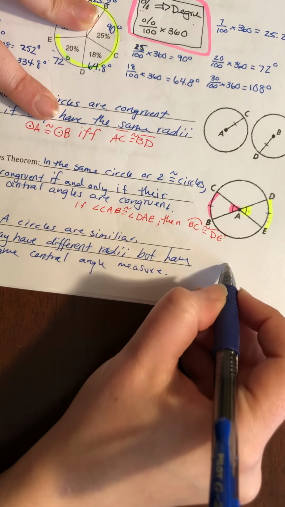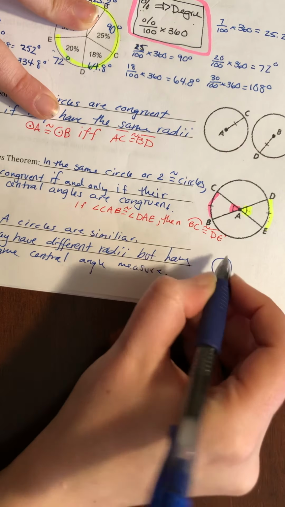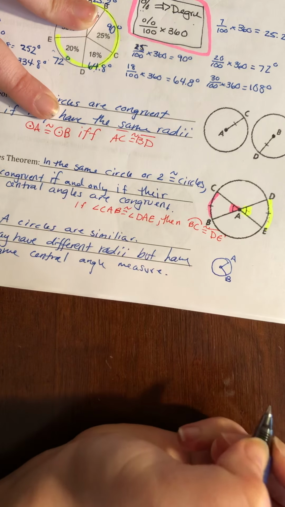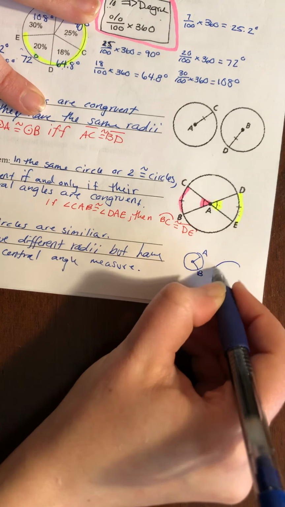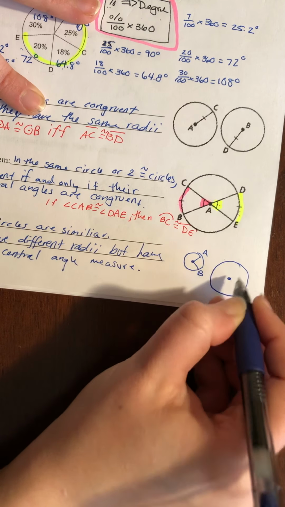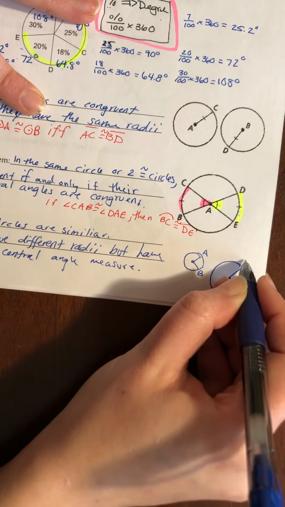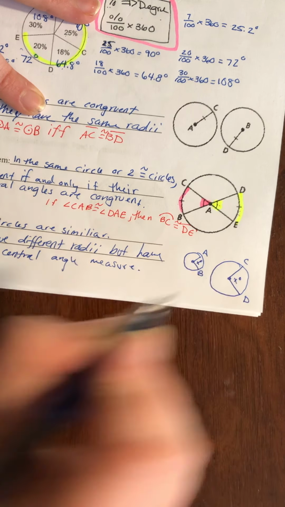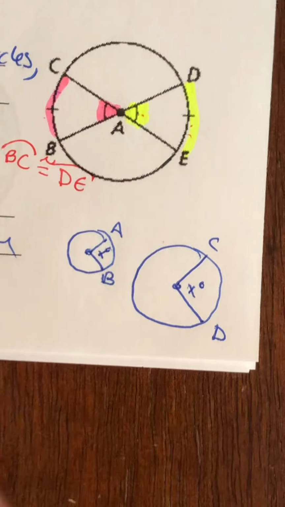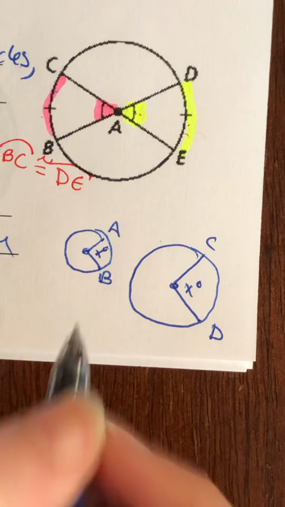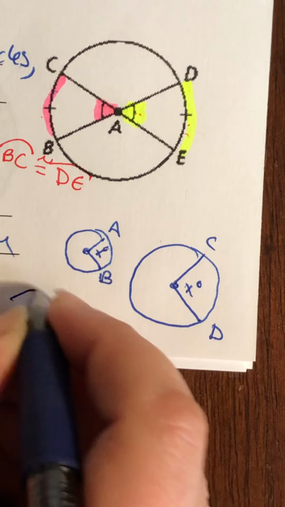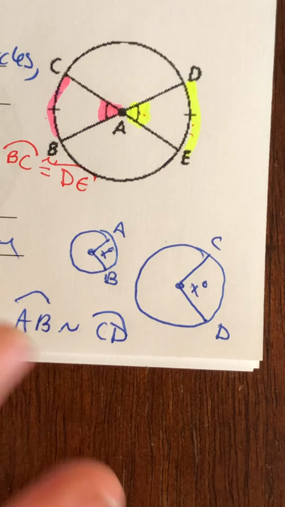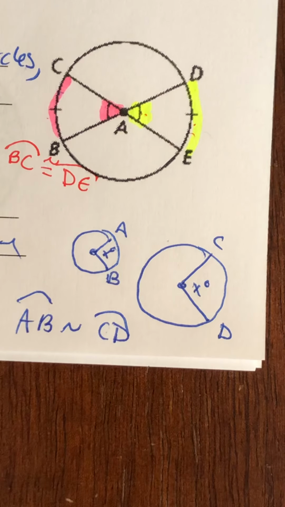So for instance, I could have this circle right here with little arc AB. If I had a bigger circle, the arcs are going to be similar if that angle right in there was the same. So if they both have angle X, then those arcs are going to be similar. So AB is going to be similar to CD. Not congruent because the circles are a different size, but the angles are the same.